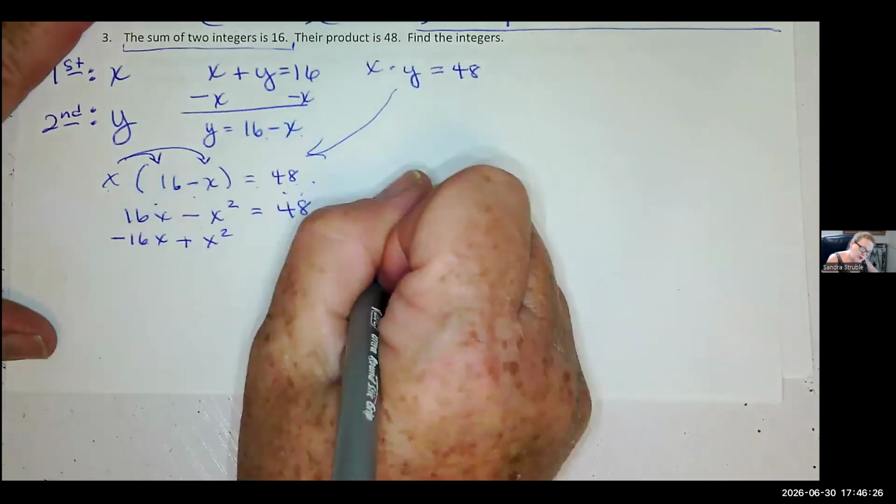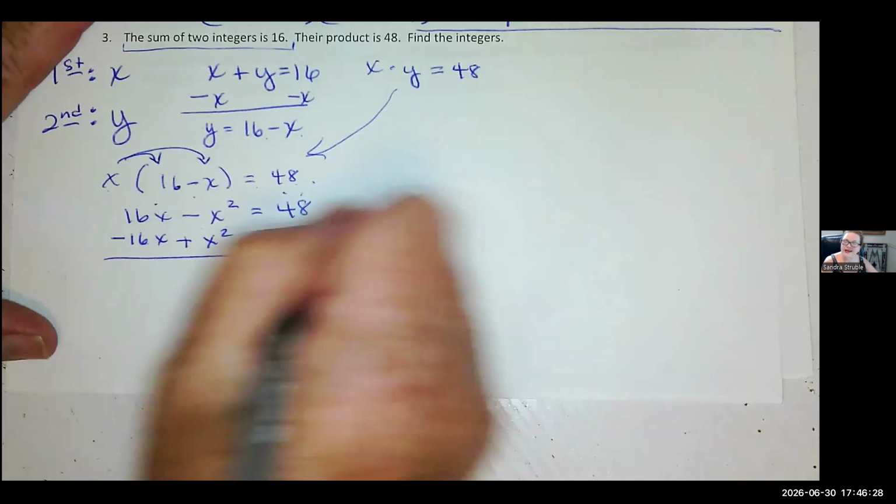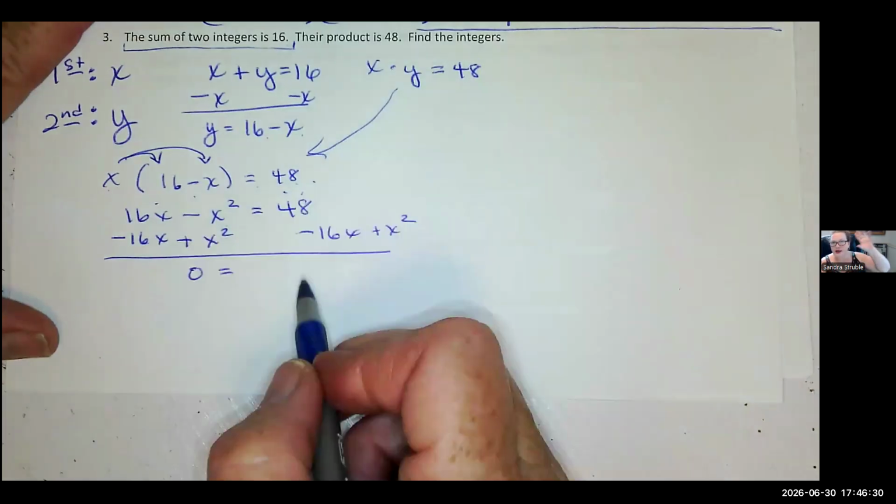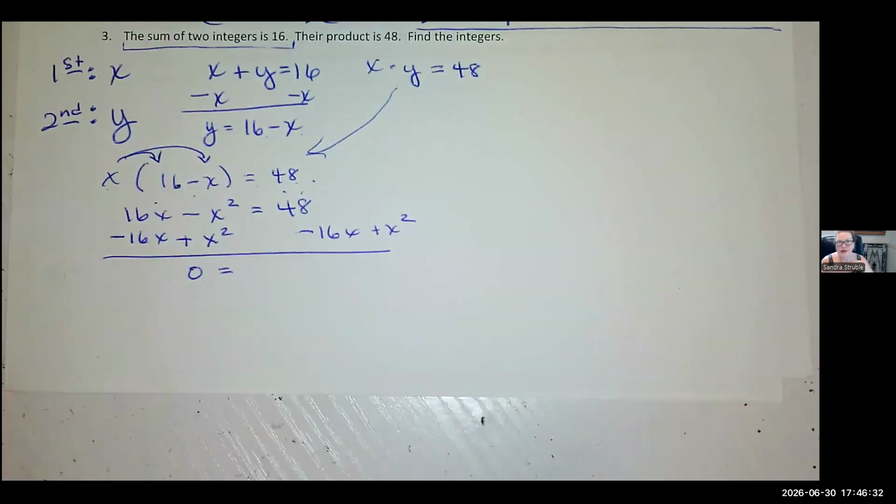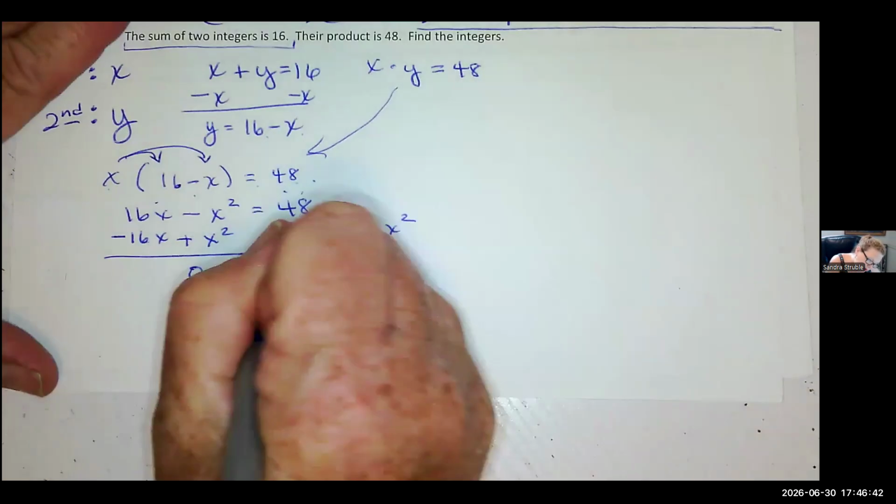The other thing I'm going to do whenever I simplify this is I'm going to put them in order from the x squared to the constant, because that's the way they're supposed to be written, the highest exponent to the lowest. So x squared minus 16x plus 48. And we can now factor.